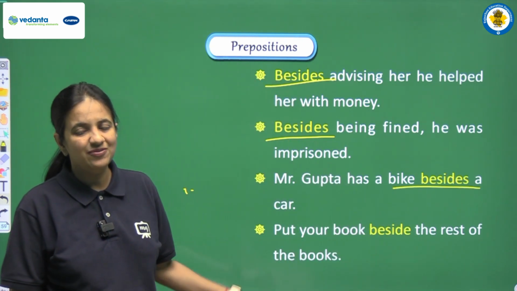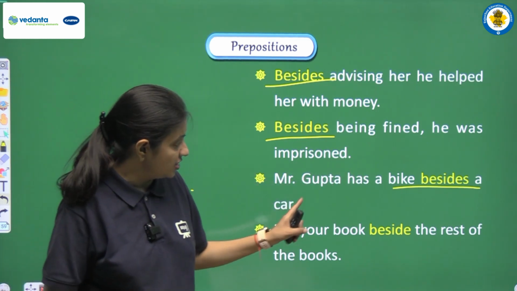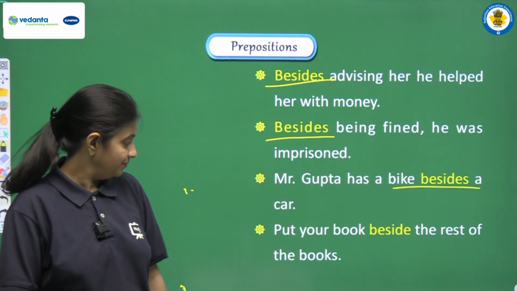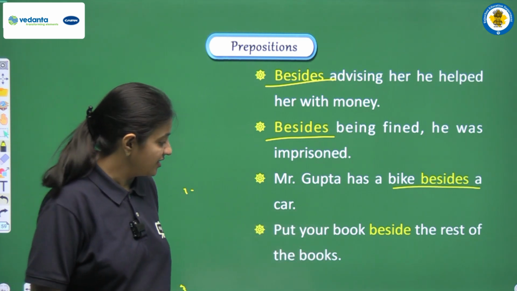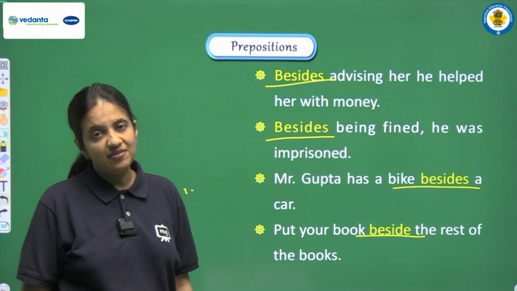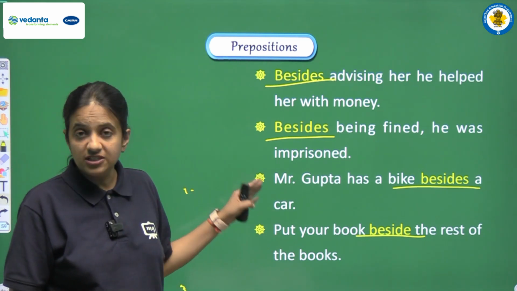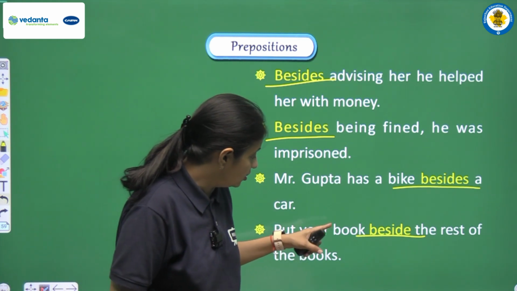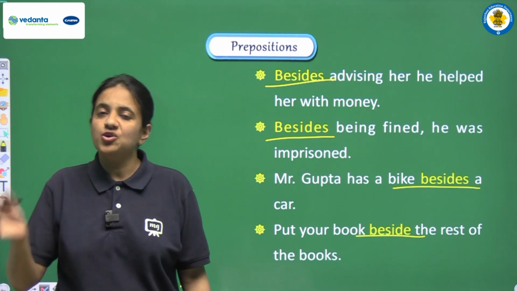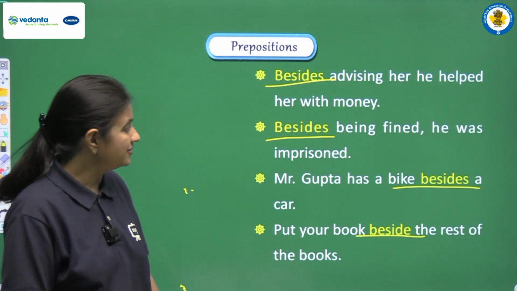Next is, Mr. Gupta has a bike besides a car. Again we have one example in which we have besides, and the meaning is that Mr. Gupta has not only a bike but also a car. Clear? Put your book beside the rest of the books. Now in this sentence we have beside. Why? Because we have the meaning of near, or by the side of. We are giving this kind of instruction to someone to put the books beside, or near, the rest of the books. So beside means near, and besides means in addition to. Clear?